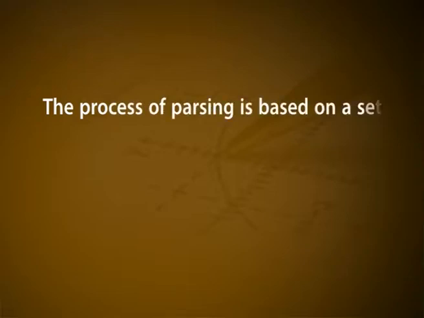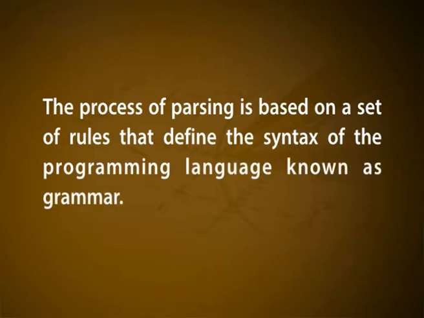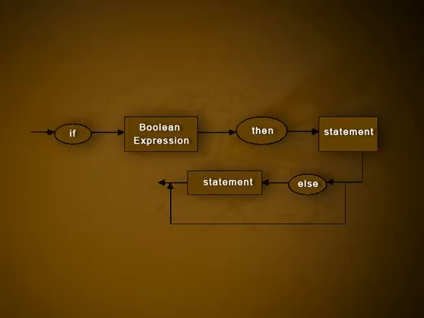The process of parsing is based on a set of rules that define the syntax of the programming language, known as grammar. One way to express these rules is by means of syntax diagrams, which are pictorial representations of a program's grammatical structure. For example, the figure shows the syntax diagram of the if, then, else statement. The terms that actually appear in an if, then, else statement are enclosed in ovals and are known as terminals. Terms that require further description, such as Boolean expression and statement, are enclosed in rectangles and are known as non-terminals.